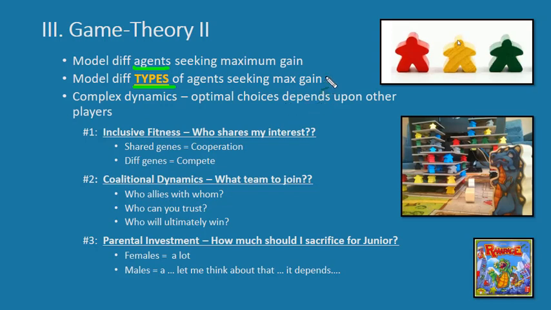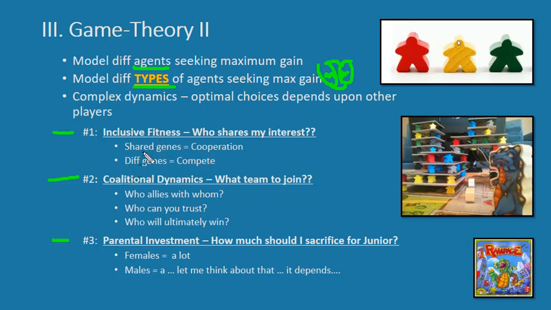And where I'm going with this is if you imagine males and females as playing slightly different games when it comes to reproductive fitness, how males and females interact gets even more complicated, because you can have coalitional behavior on the part of males, you can have coalitions on the part of females, and it gets really complex. So some other complex dynamics that we're going to talk about in this lecture: number 1, inclusive fitness; 2, coalitional dynamics; and 3, parental investment. So just a quick sketch of each of those.